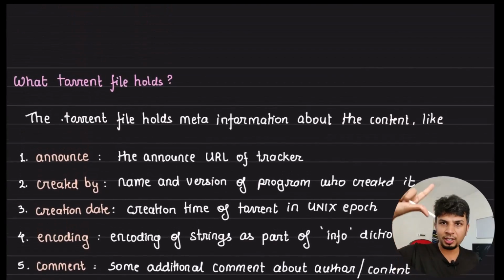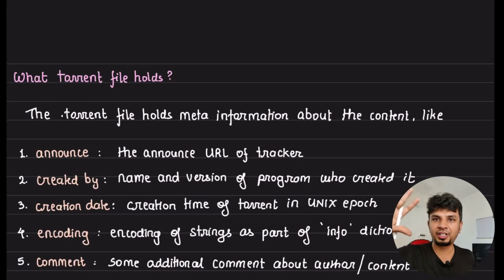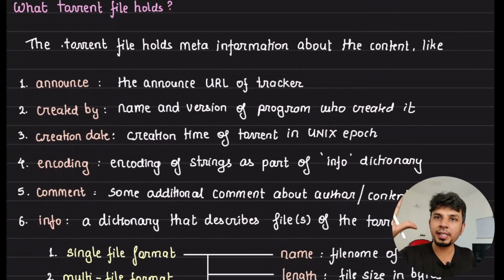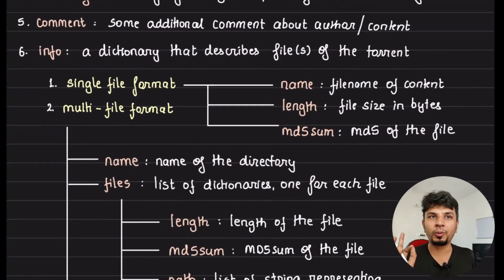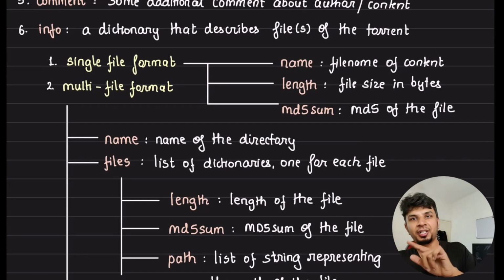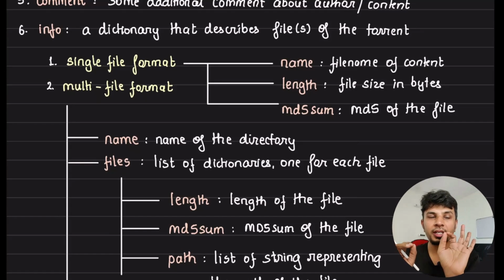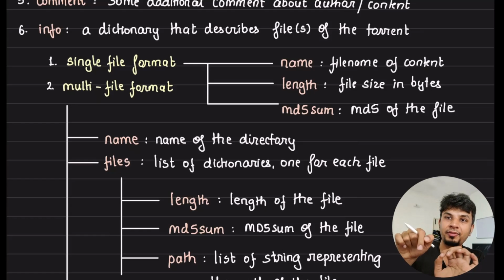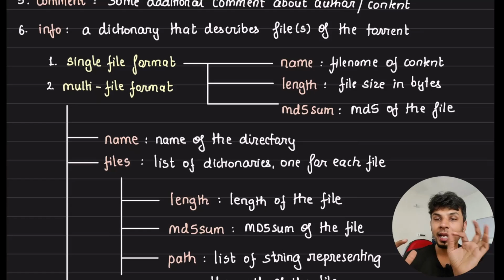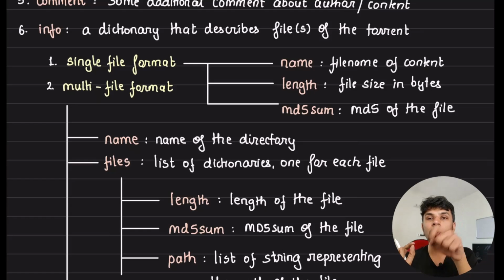So the torrent file that you have is just a dictionary. It's just a dictionary of key value pairs, where the first 5 keys that I talked about are announce, created by, creation date, encoding, and comment. The 6th one is very important. It's called info. Info is a dictionary, so it's a dictionary within a dictionary. And what it holds is the information about the file itself, which means if I'm downloading the Ubuntu image, it would contain the information about the Ubuntu image itself.